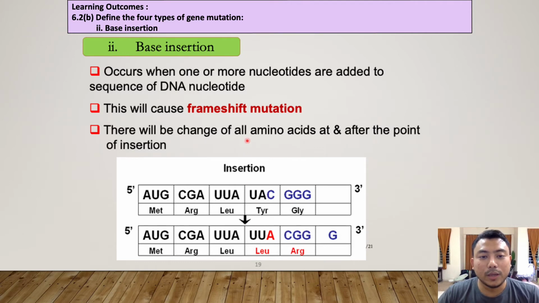Okay, so when this frame shift mutation occurs, kita dah tahu efek dia adalah sangat besar ataupun sangat teruk. Kenapa sangat teruk? Sebab starting daripada point of mutation tu sampai belakang-belakang tu semua jadi haywire, semua jadi rosak, codon tu semua jadi salah. Hanya sebab tambah satu sahaja.